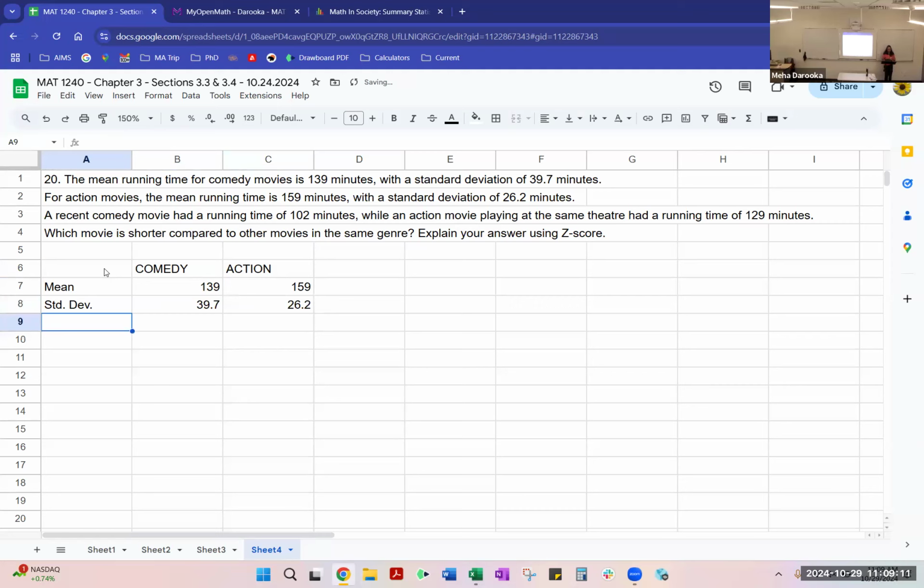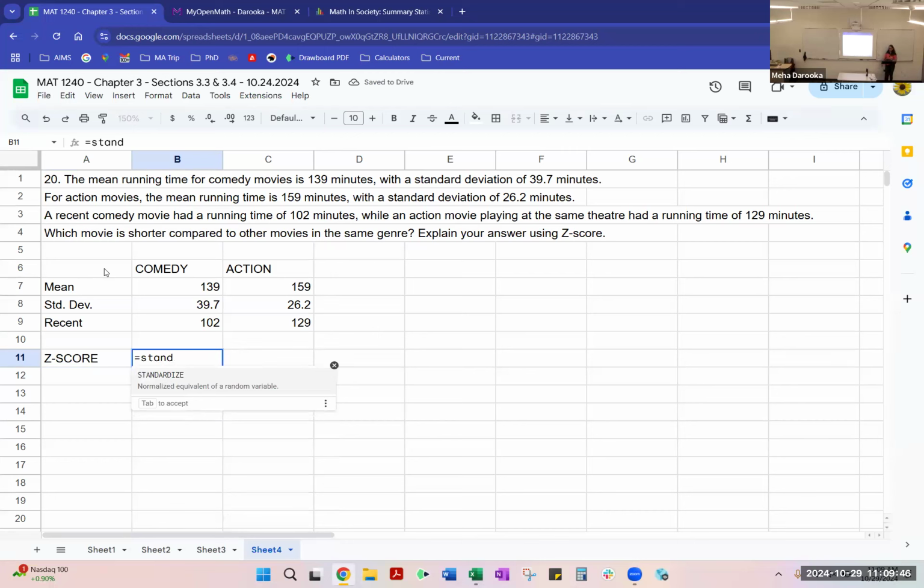Okay, so for the recent comedy movie, these are our data values, the running time was 102 minutes. For the action movie, it was 129 minutes. They're both below their average, right? Because for comedy, the average is 139 and this movie was only 102 minutes. For action, the mean is 159, and the recent movie was 129. So let's do the z-score calculation. Remember, you're using the standardized function. You can see that popped up, and the first one is going to be the data value.